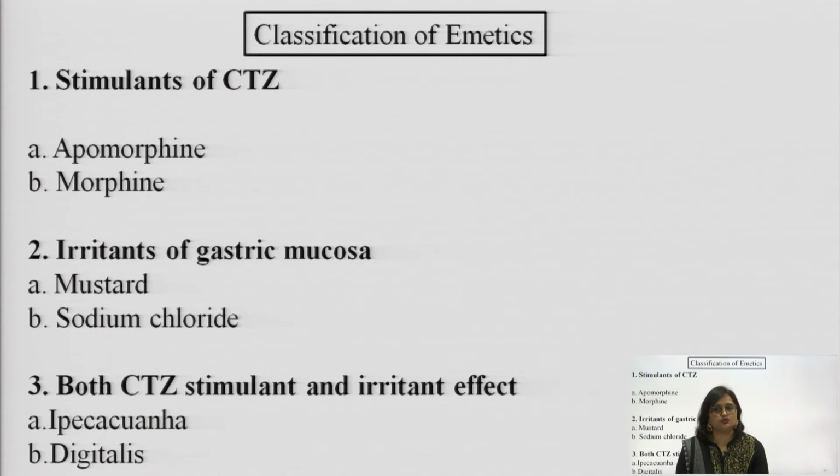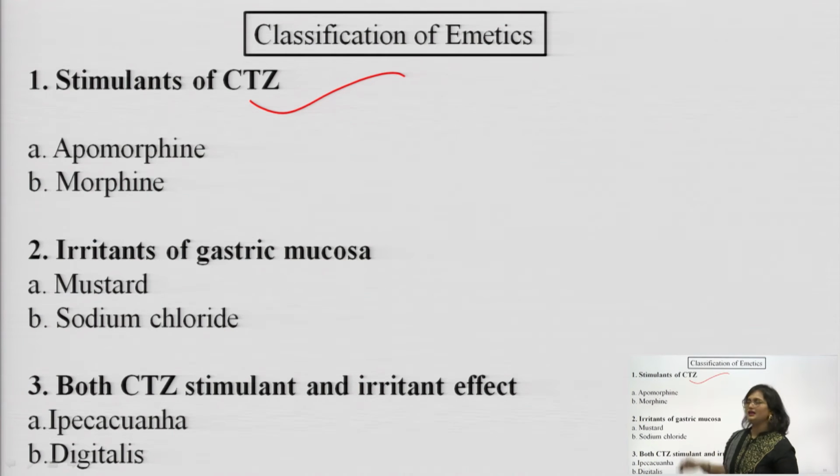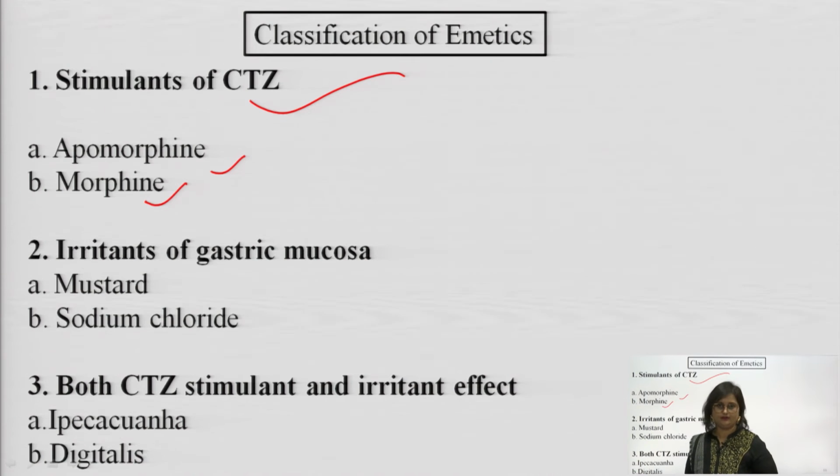Now we will be looking into the classification of emetics. Emetics are divided into three major classes. What are those? Number one, emetics which act by stimulating the chemoreceptor trigger zone, for example apomorphine and morphine. Second category, emetics that act by irritating the gastric mucosa.